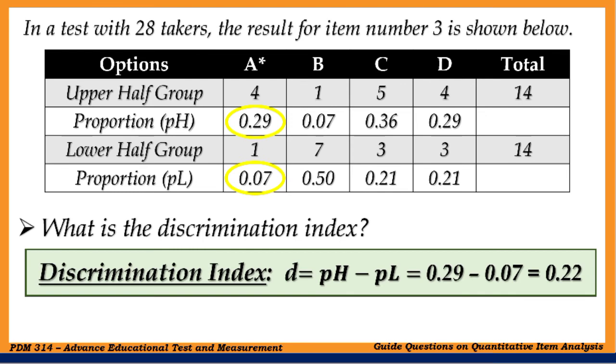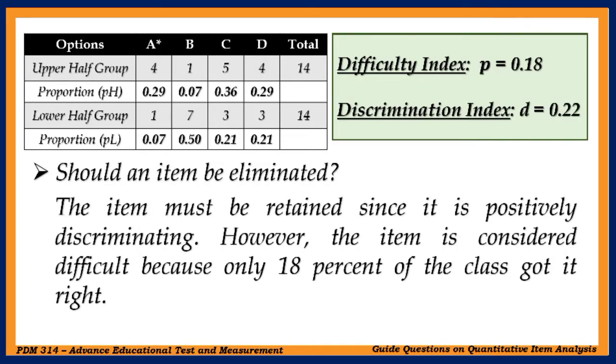How about the discrimination index? Here, we can solve using the formula: proportion of the high group minus the proportion of the low group equals 0.29 minus 0.07 equals 0.22. Should an item be eliminated? The item must be retained since it is positively discriminating. However, the item is considered difficult because only 18% of the class got it right. Thus, the item must be improved.